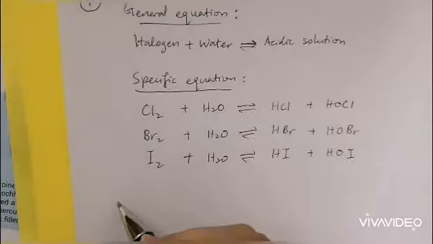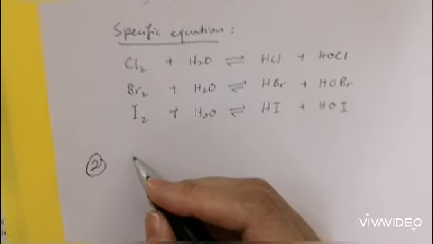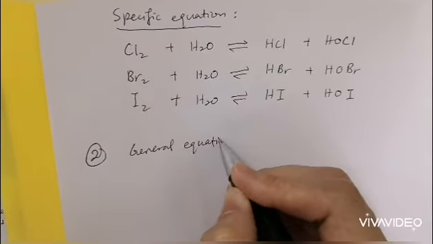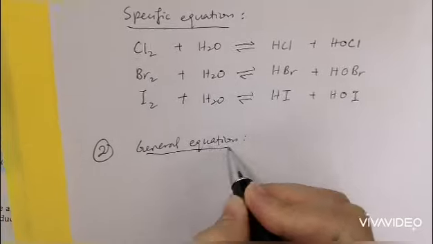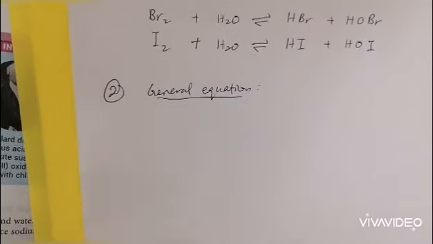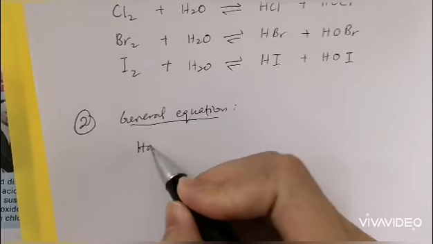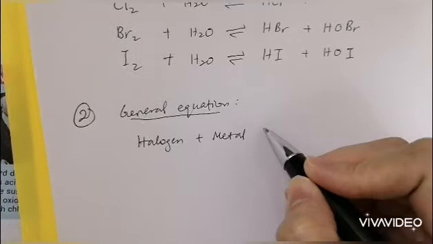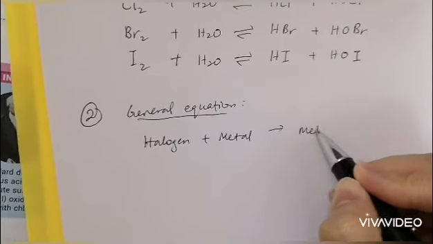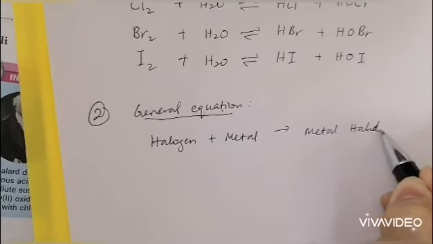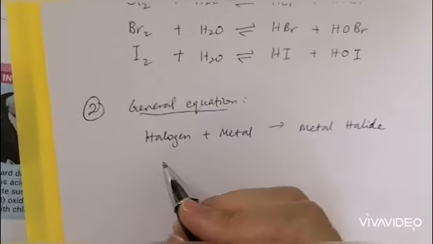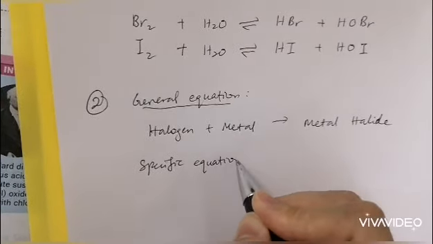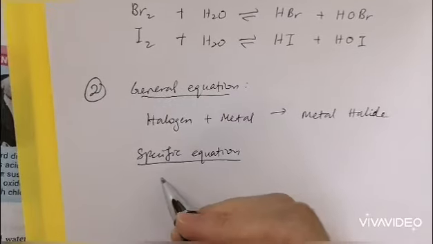Now we want to look at the second reaction. The general equation would be halogen plus metal gives you metal halide. Let's write a specific equation now for all three halogens that we are studying.